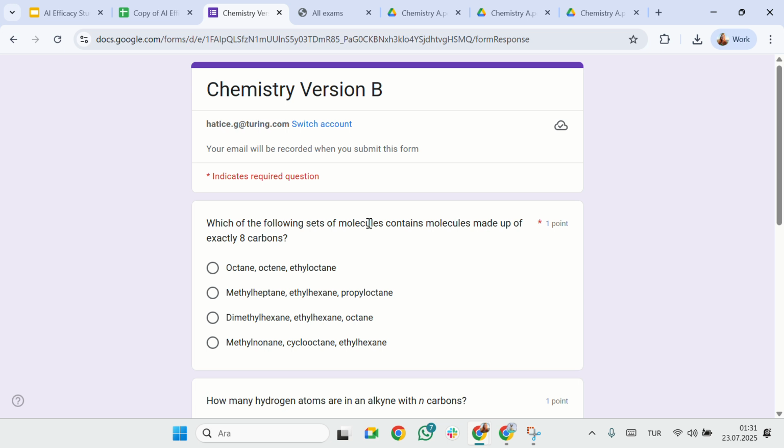Which of the following sets of molecules contains molecules made up of exactly 8 carbons? 8. Octane, octene, ethyl octane. So heptane, octane. Octane should be the correct one. Heptane 7, hexane 6, nonane 9, so octane 8. Yeah.